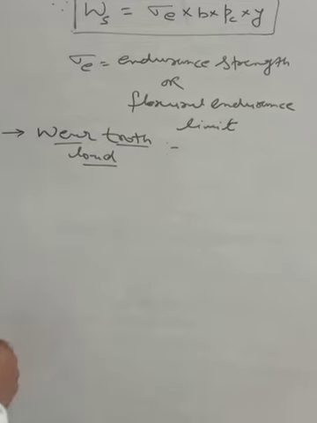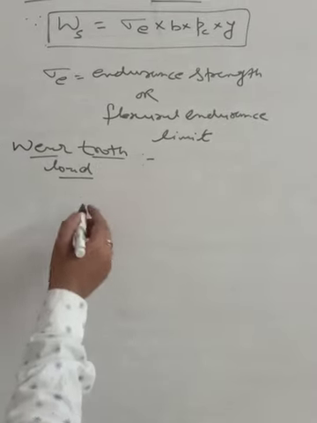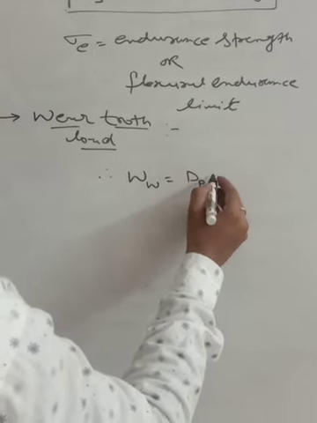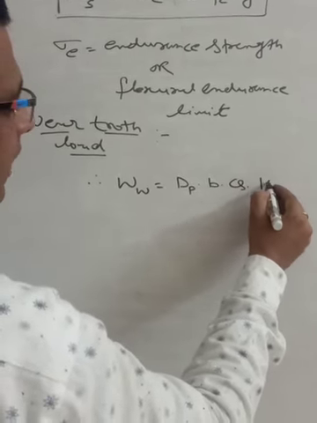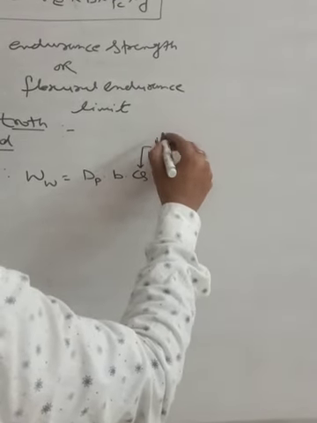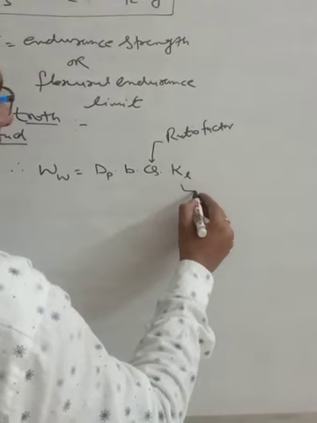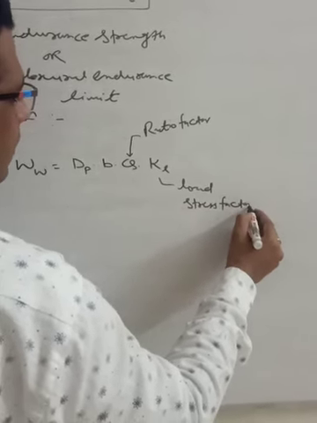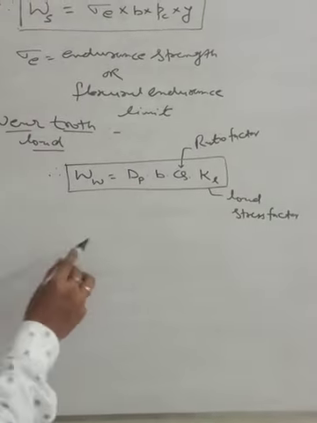This wear tooth load is the maximum load borne by the tooth without wearing, and mathematically it is given by the diameter of the PCD of pinion multiplied by B multiplied by Q multiplied by Kn, where this Q is considered as the ratio factor, and this Kn is considered as the load stress factor. We can calculate this by the help of an equation.